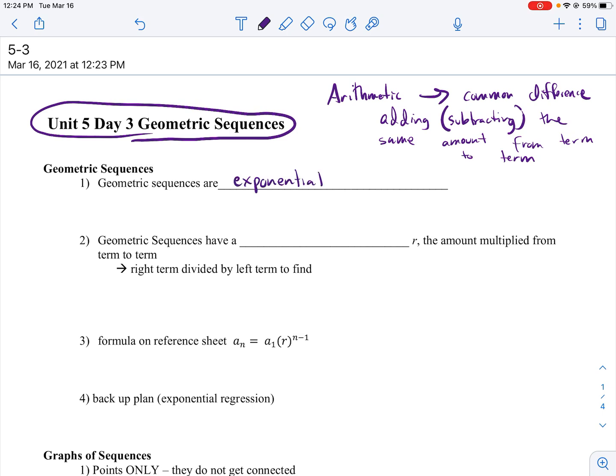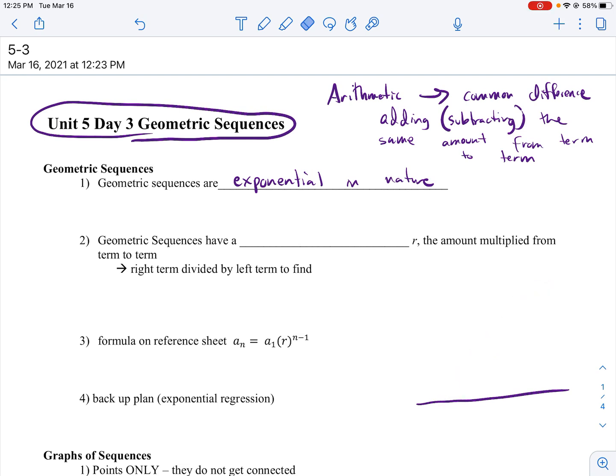Okay? Now, geometric sequences, on the other hand, are exponential in nature. Which means that if you were to graph these terms in the sequence, remember, if you're graphing the arithmetic, they had a nice steady increase. Now we don't connect the lines, but as you can see, it was very similar to a linear equation. Our slope, or our rise over run, is that common difference, what we're increasing by each time.